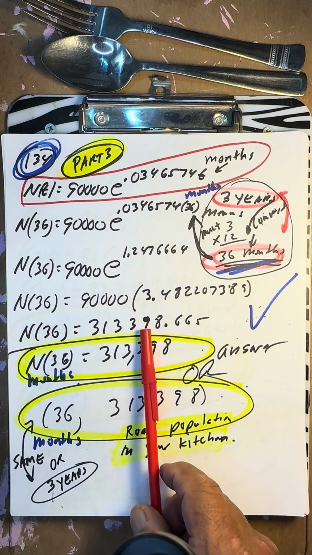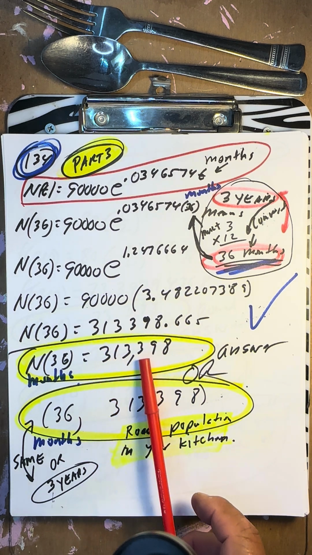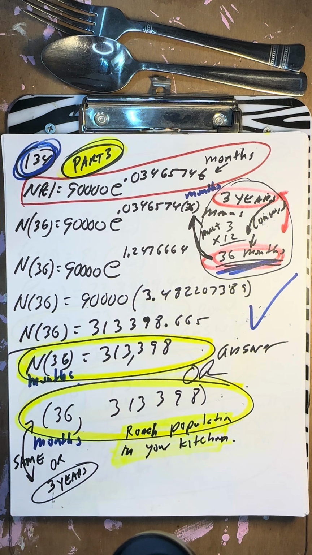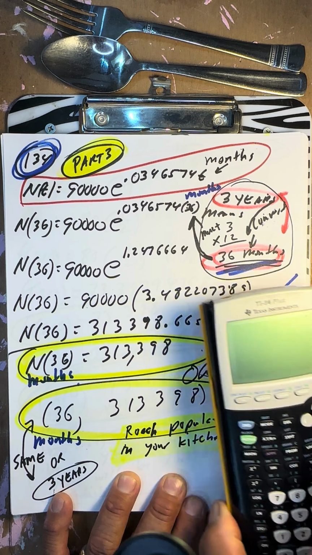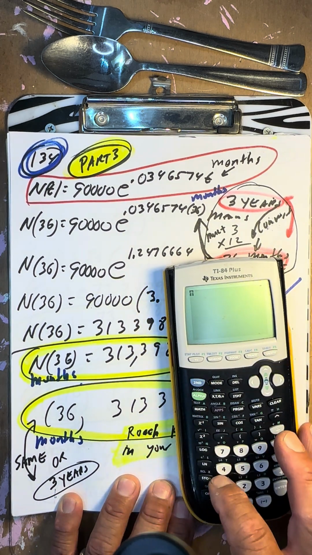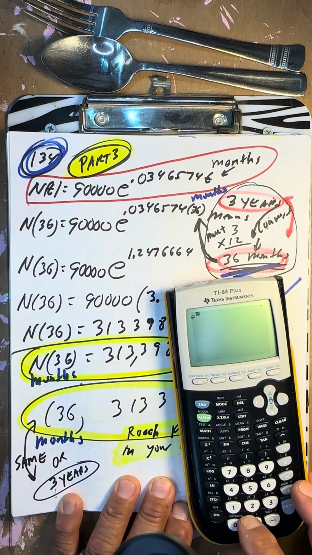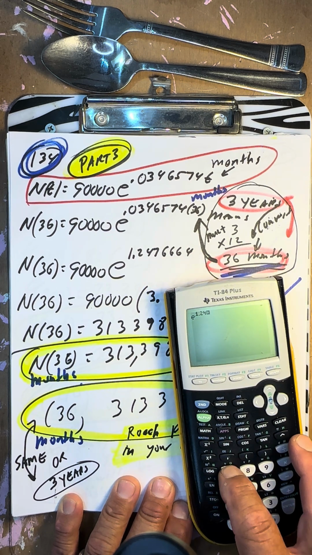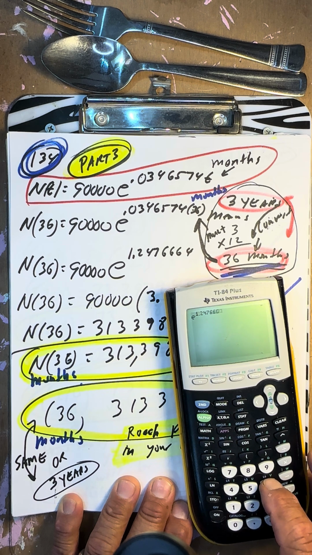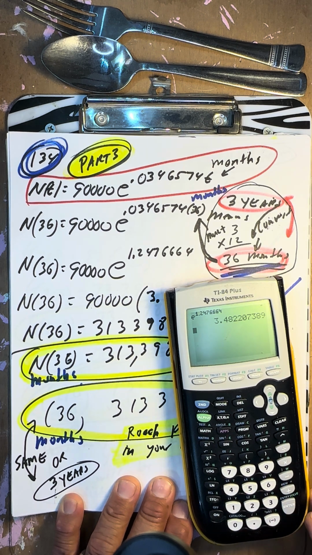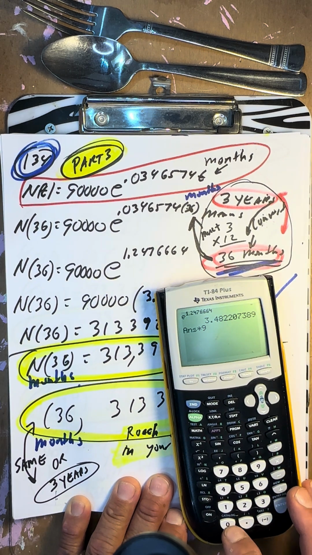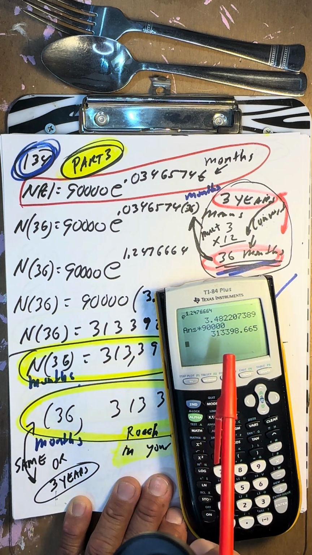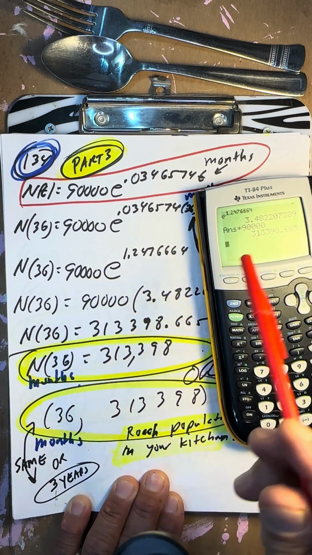I'm going to round it off to 313,398. And the answer is, can you do it on the calculator? Of course you can if you want to. Should we do it? Let's do it. So second ln, 1.2476664. Is that right? And we'll multiply that times 90,000, which gives me 313,398. Yep, there it is.